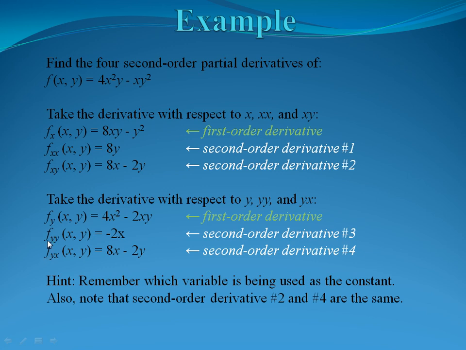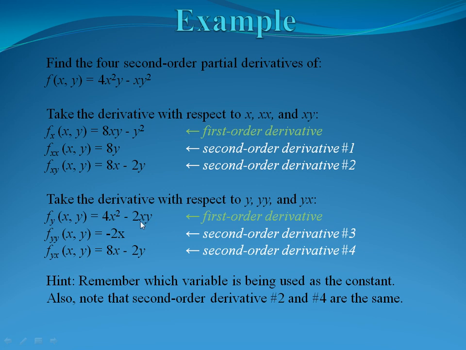So let's find the second partial derivative with respect to y, f sub yy. So this says go to the first derivative of y and again take the derivative with respect to y. So the first term here, this 4x squared, doesn't have any y's in it at all. Since there's no y's, this whole term is a constant, and when we take the derivative, it just goes away to 0.